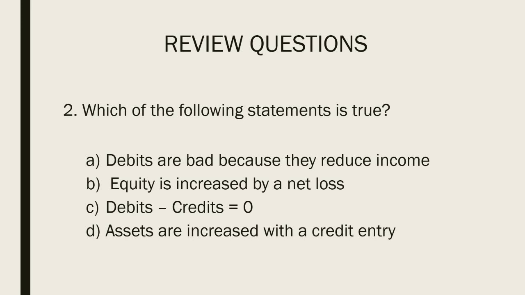Okay? Debits minus credits equals 0. So in this case, if you know that your debits must equal your credits, therefore the difference between them is going to be 0. So that's actually true. Assets are increased with a credit entry. If you looked at your accounting model, that is definitely not true. So C is the correct answer.